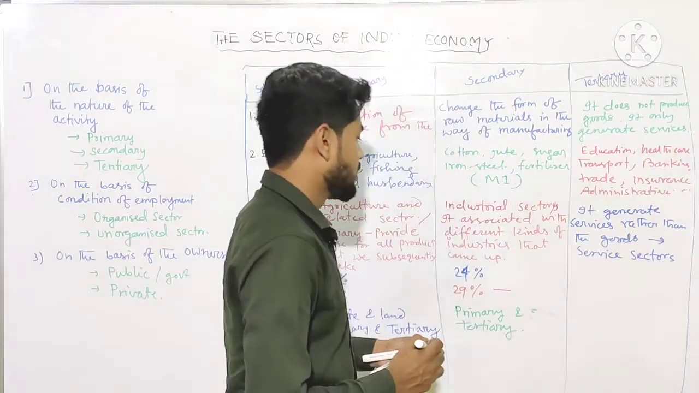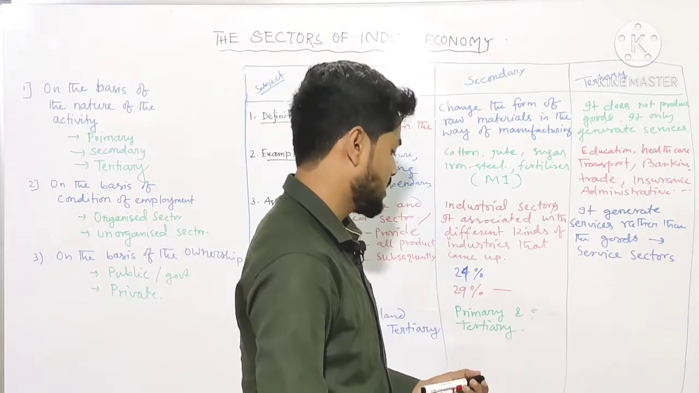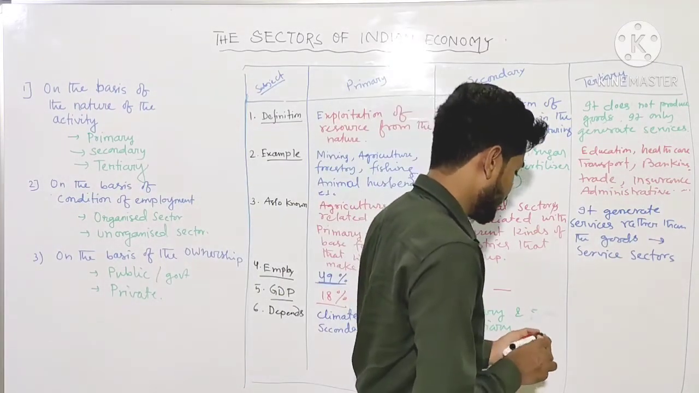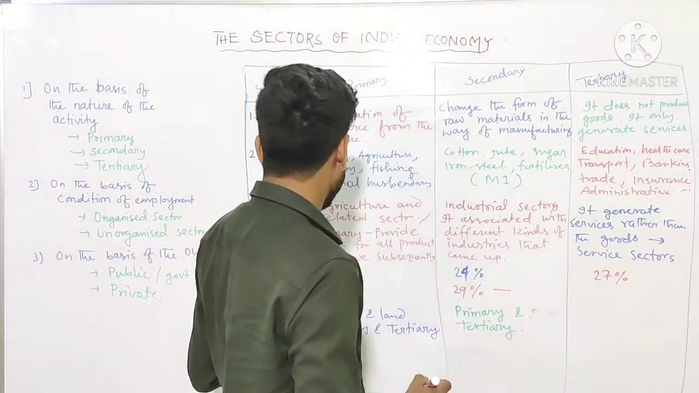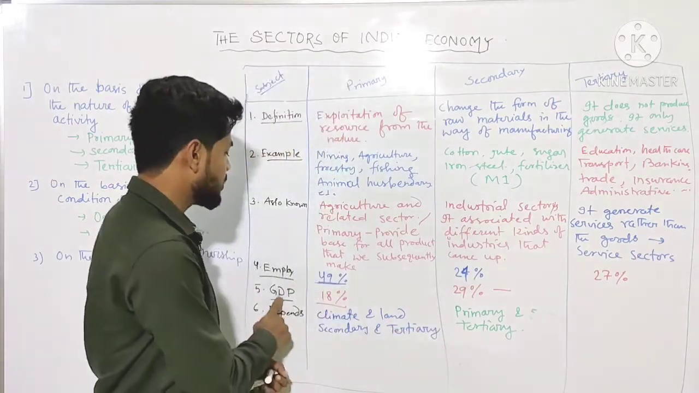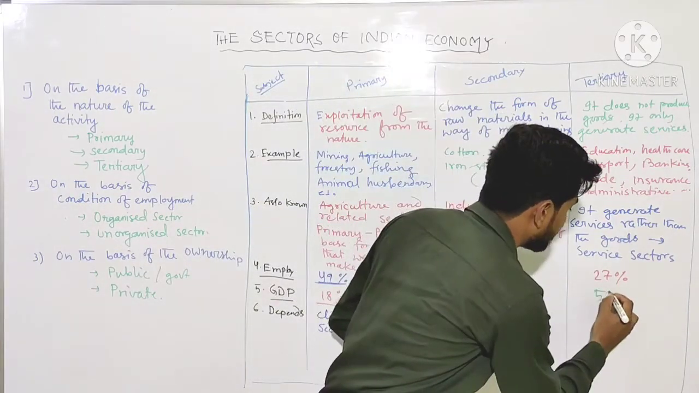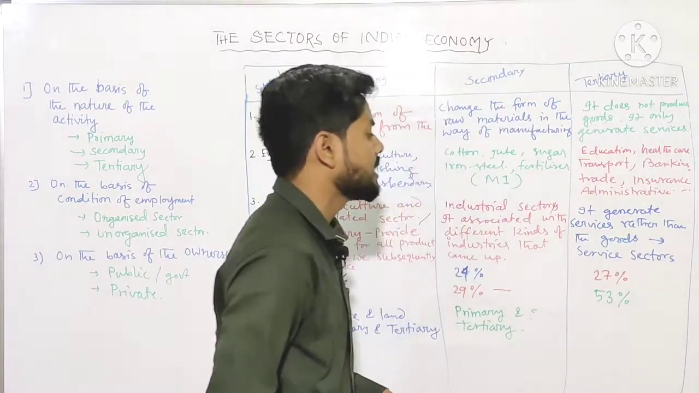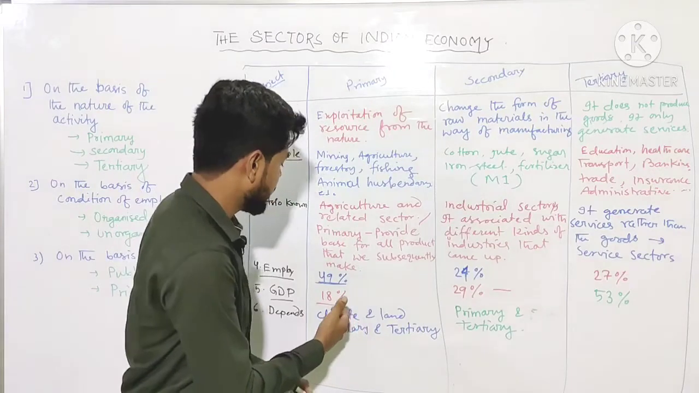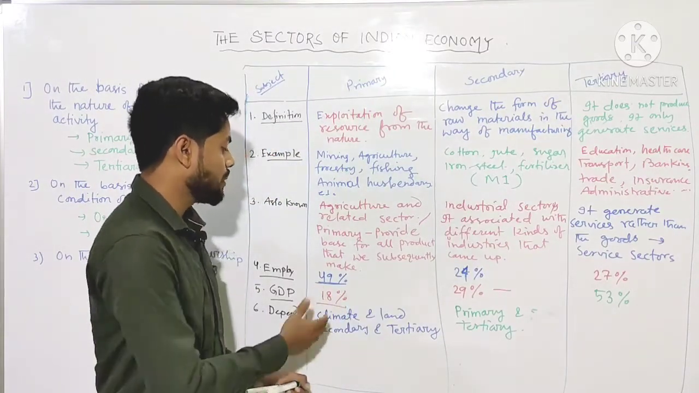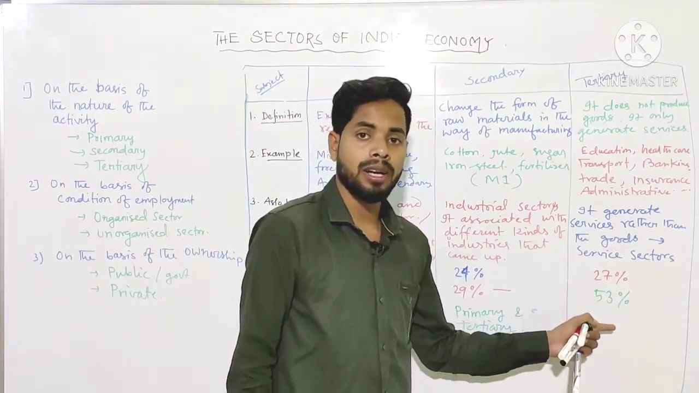How many people are employed in the tertiary sector? 27% of people are engaged in the tertiary sector. Next we see the GDP. How much GDP? 53% of GDP is shared by the tertiary sector towards the Indian economy. That is very much. The primary is only 18%, secondary 29%, but tertiary 53%.